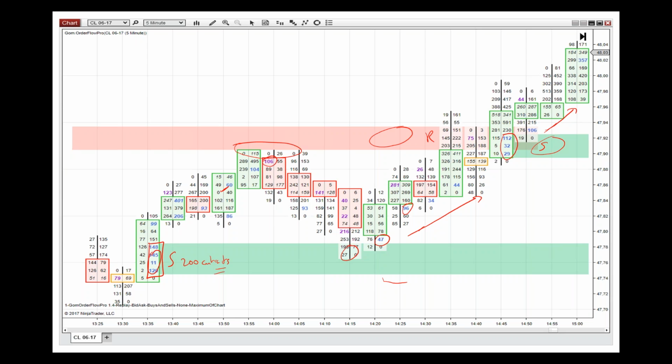Are unfinished auctions tradable? How do you use this information? I'll show you. There's a slide on unfinished auctions at the end of the slides.